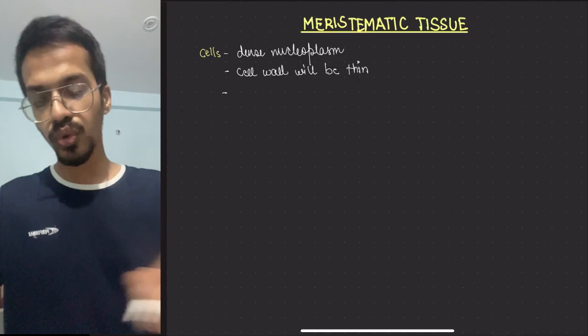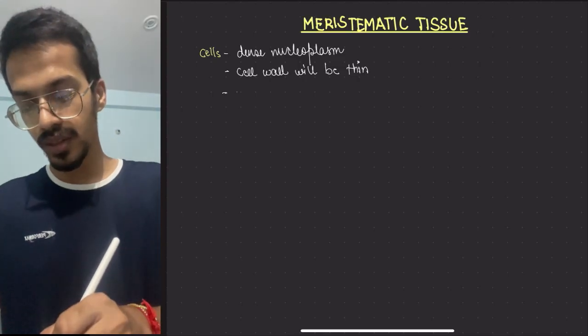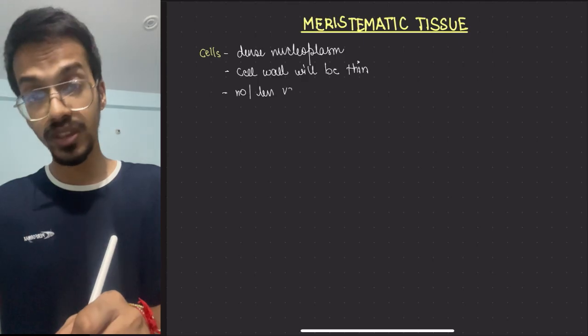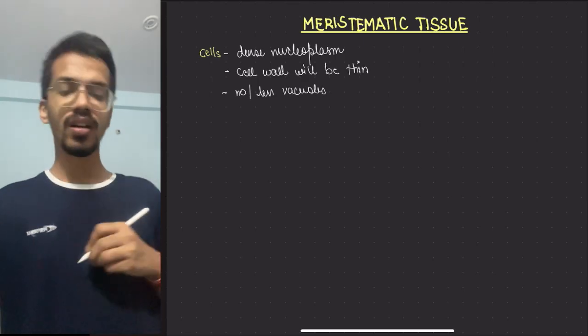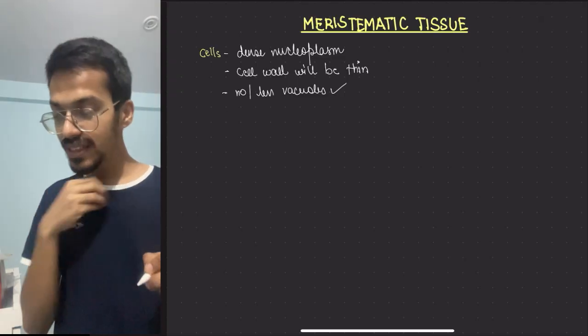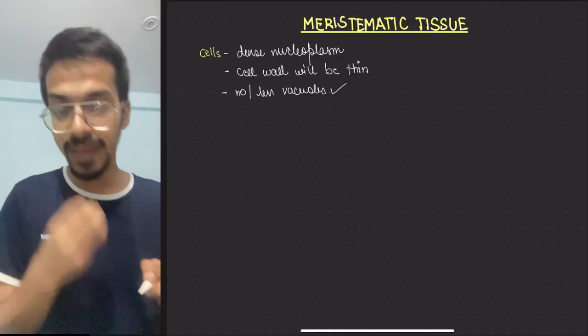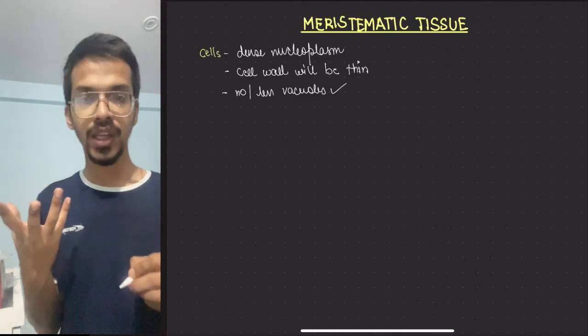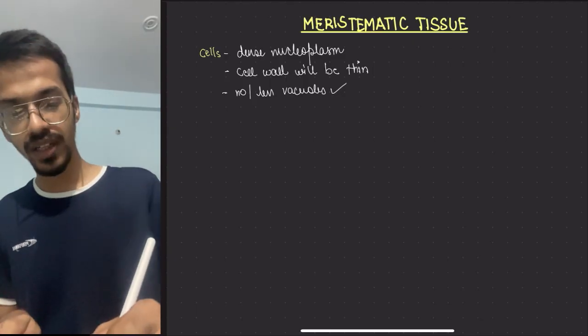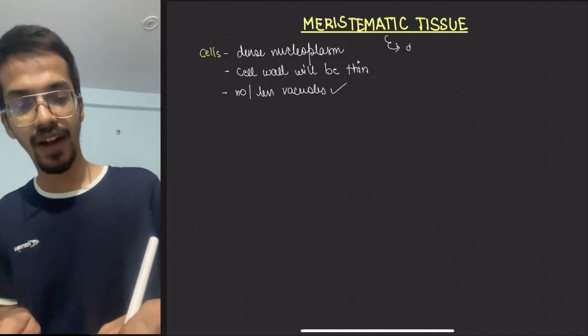Okay, next goes to there will be no less vacuoles present. Basic features of these cells. Then the meristematic cell, okay, it basically means what, divided. So it means that they are dividing cells. So its name itself says that they are dividing cells.